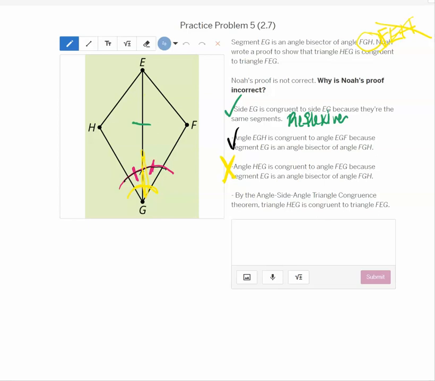All right, so that was all of Unit 2, Lesson 10 practice problems. Go ahead and take your quiz.